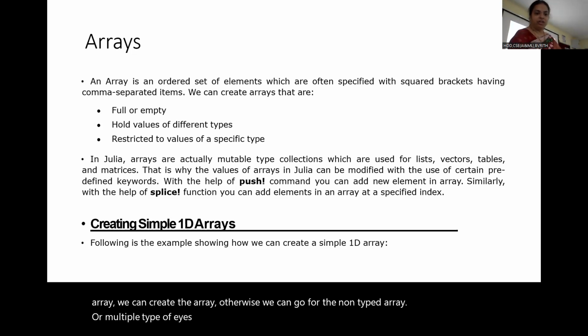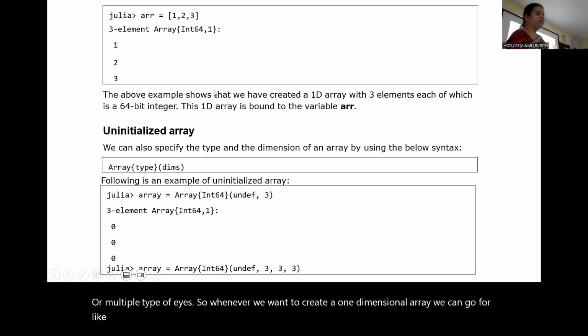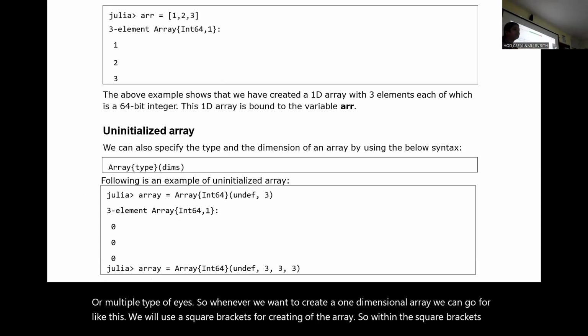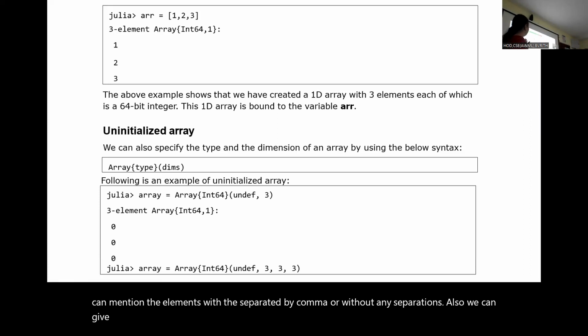Whenever we want to create a one-dimensional array, we can go like this. We use square brackets for creating the array. Within the square brackets, we can mention the elements separated by a comma or without any separators also. Like we can specify one space two space three, or we can use one comma two comma three, as a one-dimensional array.